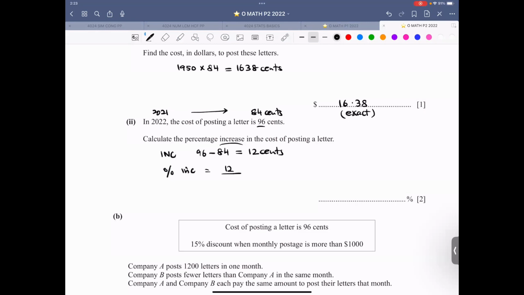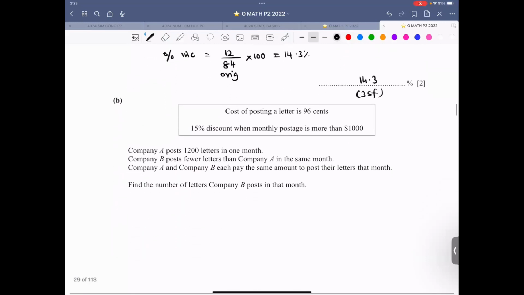That is 12 divided by the original value, which is 84, times 100. And after rounding off, this comes out to be 14.3%. So also write over here, 14.3%. This is after rounding off to three significant figures. So let me just do the correction over here. So this is 14.3%. Now part B.